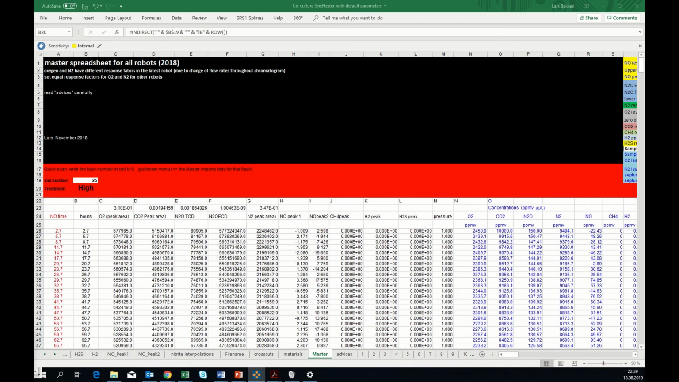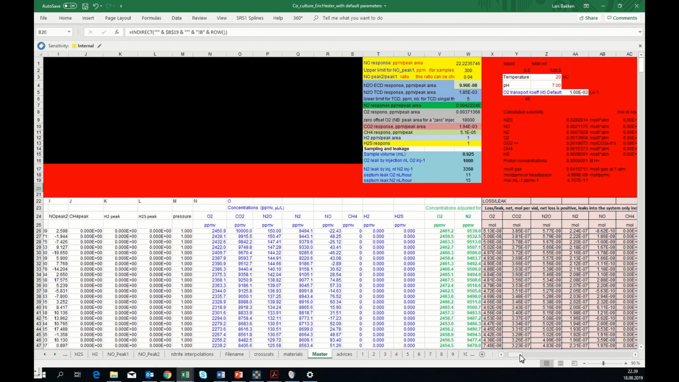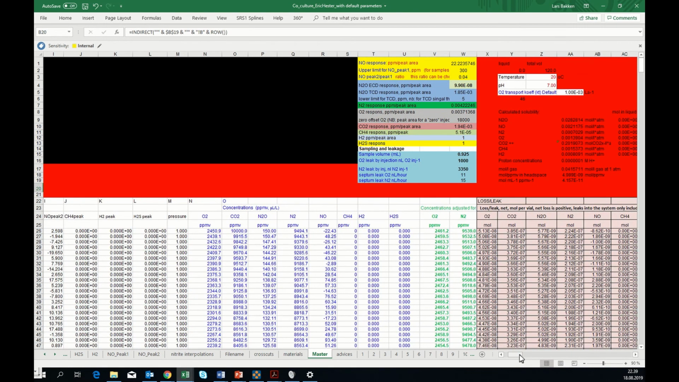Now we're almost there. There is only one more thing that you need to set, but that requires that you have some active organisms which consume oxygen, or you have to guess on this, and that is zero offset for oxygen.